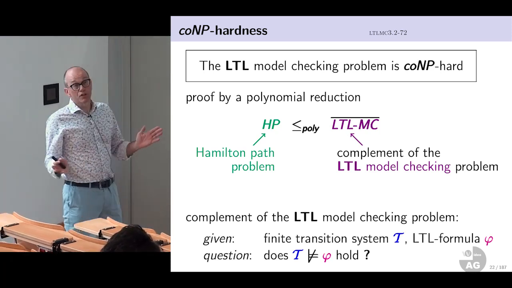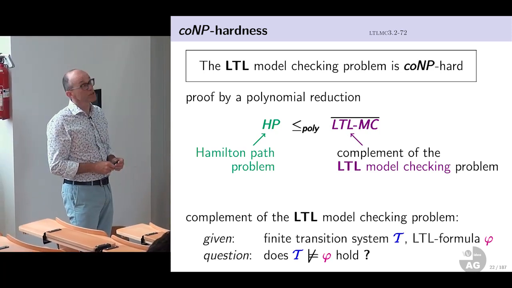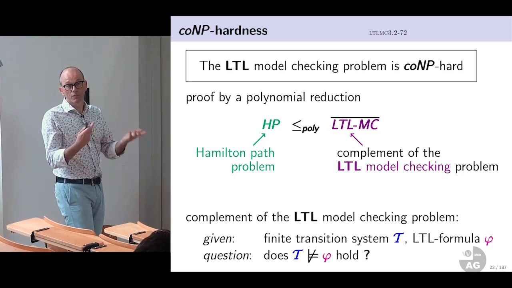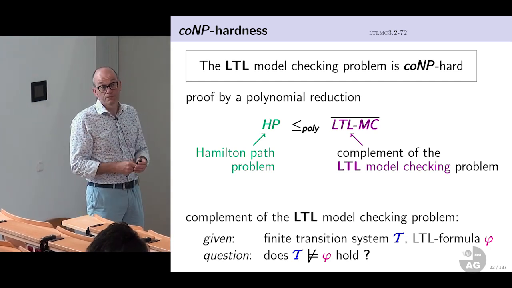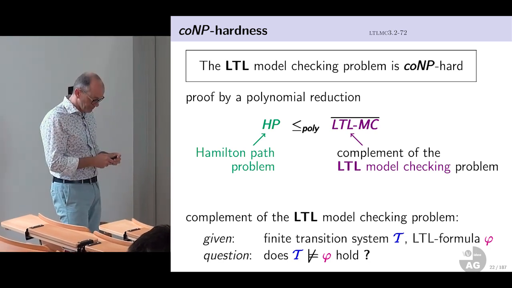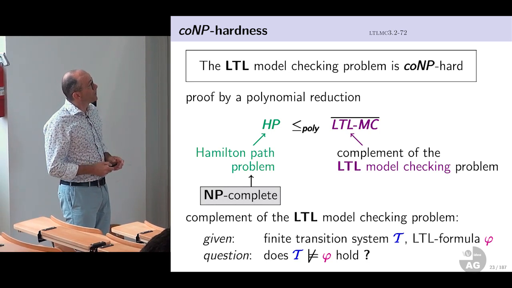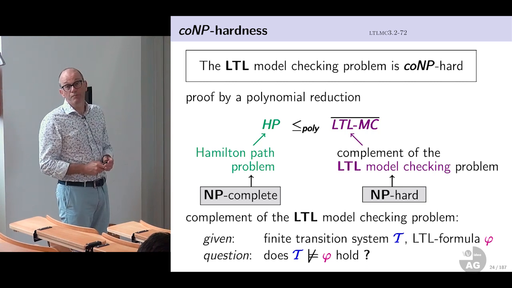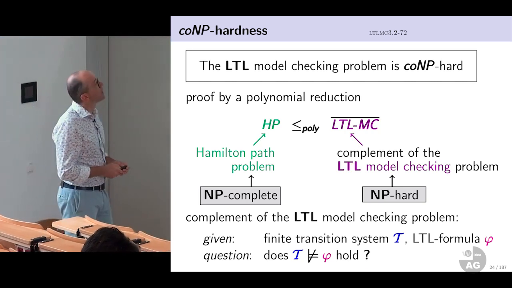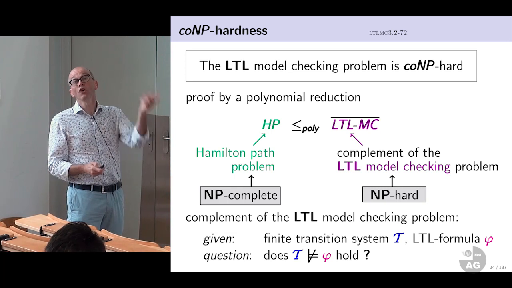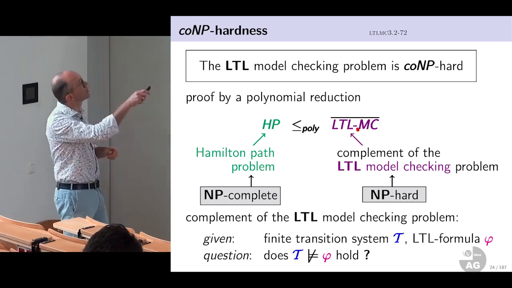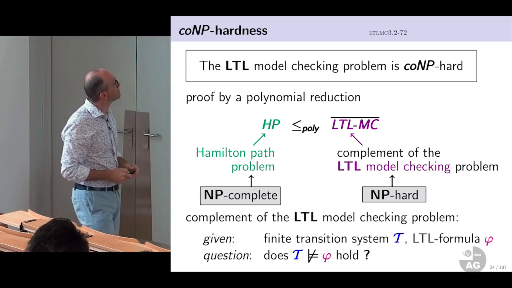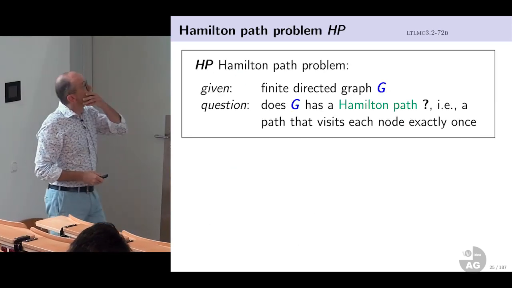So what's the complement of the LTL model checking problem? Well, you have a finite transition system and an LTL formula phi. And now the question is not does T satisfy phi, but it's the complement, does T refute phi? So does T violate phi? Good, this is NP-complete, and by showing this we prove that actually this problem is NP-hard. And therefore the LTL model checking problem is co-NP-hard. Remember, this is the complement of what we want to show, and remember this mirroring with NP and co-NP. Good. So how does this work?